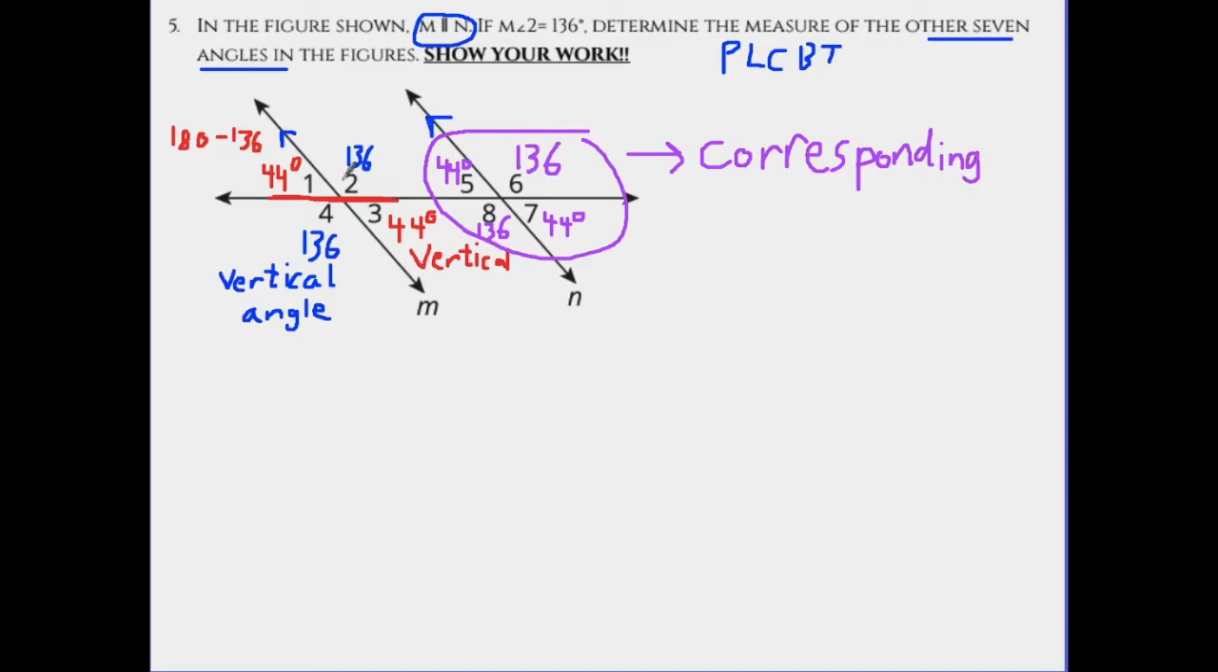Once you have the 4 on the PLCBT, you can slide it right over, and they're the exact same in the same position. So top right is 136, bottom right is 44, bottom left is 136, and top left is 44. So these are going to be corresponding angles. All right, and that would suffice for showing your work for these two.